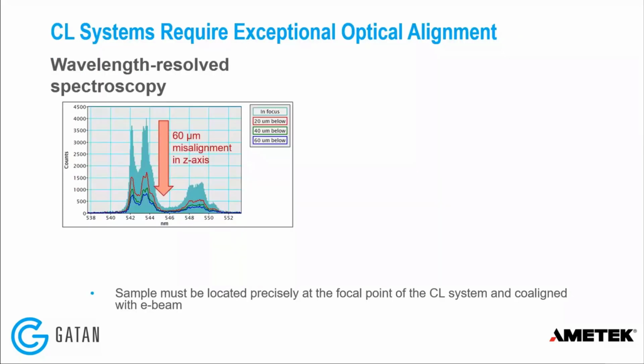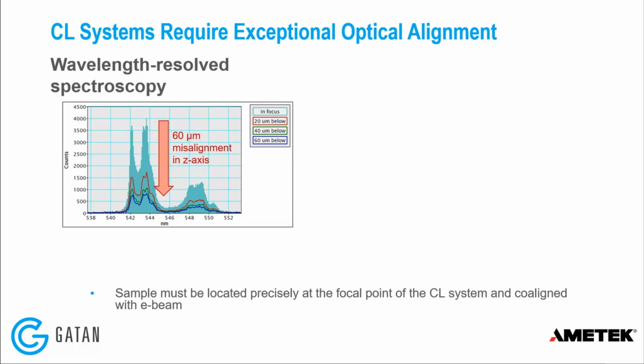So one of the things about cathodoluminescence spectroscopy is that you require exceptional optical alignment. And what I mean by that is that the sample must be located very precisely at the focal point of the CL system and co-aligned with the electron beam axis of the electron microscope. So it's three different systems we have to think about in terms of aligning, and aligning or misaligning by just a few microns dramatically reduces the throughput of the spectrometer. So dramatically reduces the signal to noise ratios you can see in these example spectra, where a misalignment of just 60 microns in one axis results in throwing away 70–80% of the light that you could have collected.